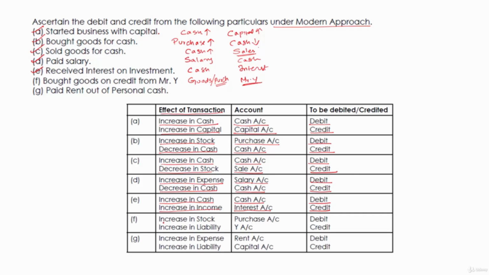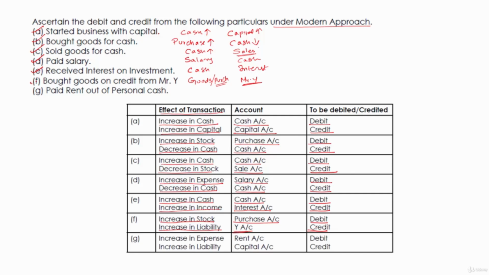Look at here, you are purchasing goods, so there is an increase in stock. Purchase account is debited. There is an increase in liability. Basically, Mr. Y is a personal account, he is a giver of benefit. So Y's account is affected and that will be credited.